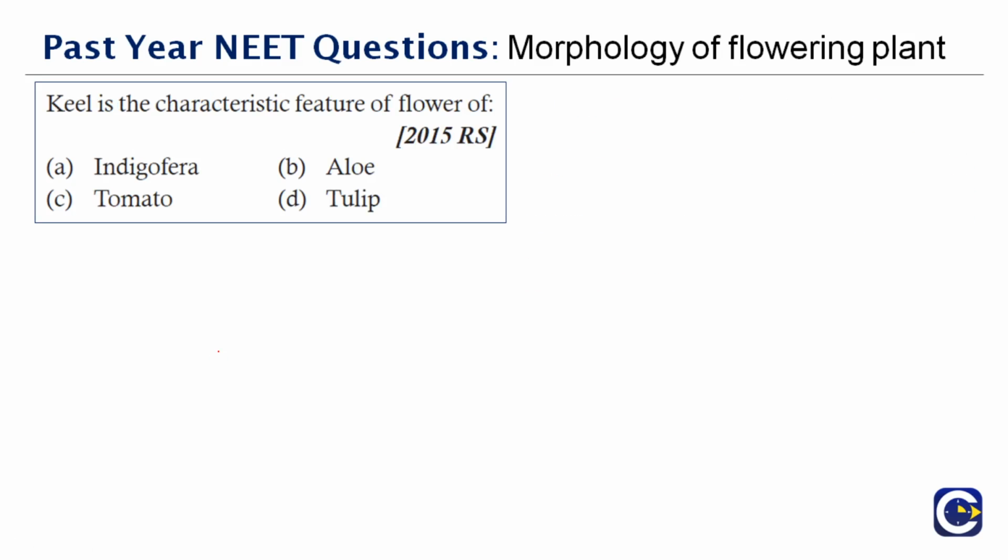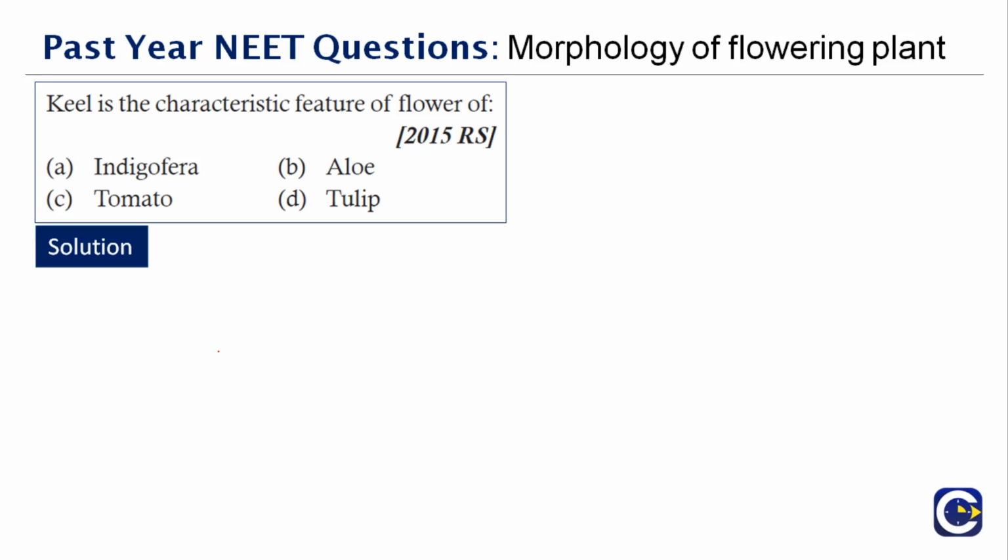Next question here. Keel is the characteristic feature of the flower of dash. So what is keel? We need to discuss that first. Have you ever heard about this term keel? They have given 4 options here, right? They are asking about the keel of a flower. So what is keel in biology?